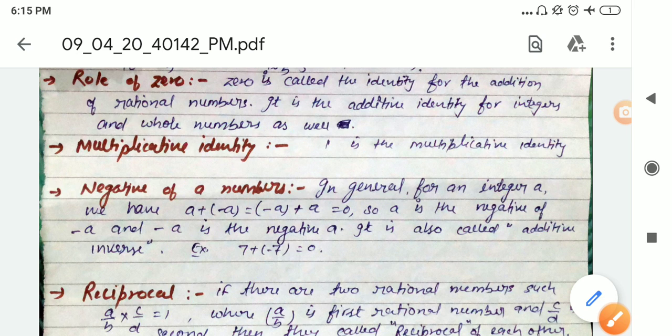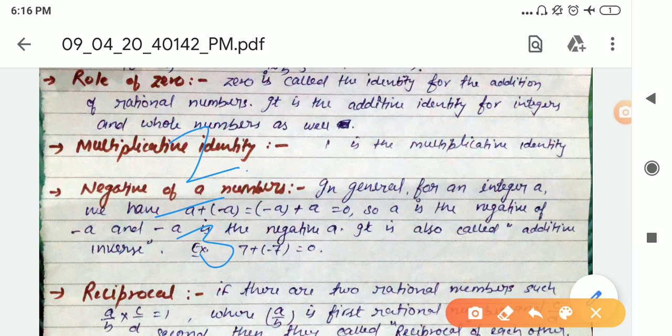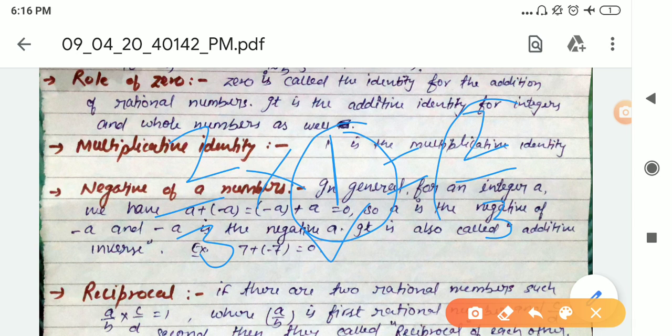Now the next thing is multiplicative identity. As you have learned, one is the multiplicative identity. How will we define multiplicative identity? It is a number by which if we multiply a number, we get the same number itself. For example, 2 by 3, if I multiply by 1, I'll get 2 by 3. So we can say 1 is the multiplicative identity, because after multiplying this number, we are getting the same result. So we can say 1 is called the multiplicative identity.